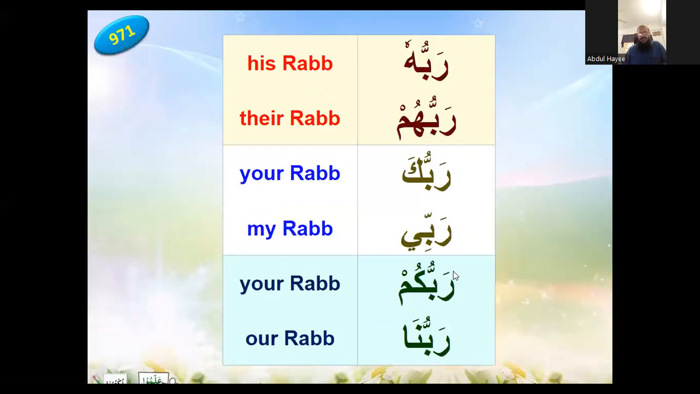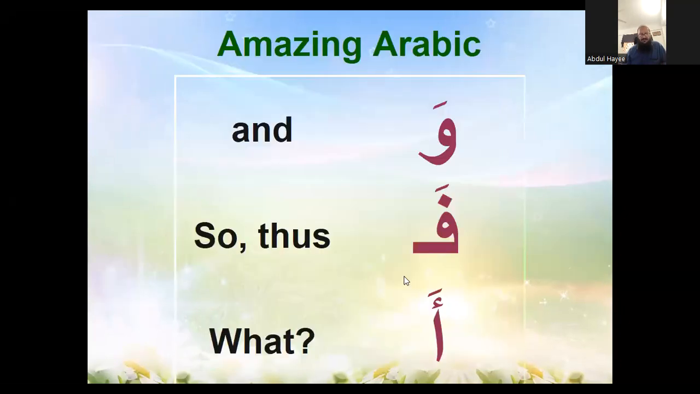Now we have an example. We attach the ism rab with these pronouns. We get rabbuhu, rabbuhum, rabbuka, rabbi, rabbukum, rabbuna. Look, the meaning has changed: his Lord, their Lord, your Lord, my Lord, our Lord. Because this is ism, when they come with ism, they give meanings like this, as we saw in the previous slide.